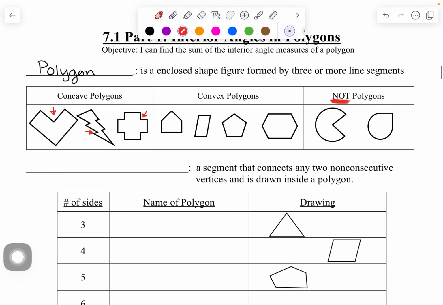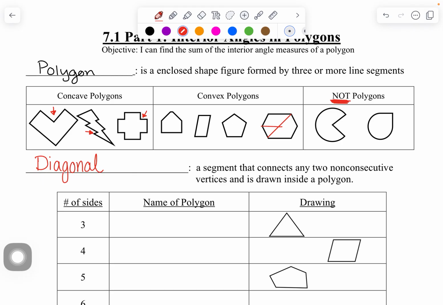Now, when it comes to our polygons, one of the important things that we talk about with them is what's known as a diagonal. And you've probably heard me talk about diagonals. Diagonals are lines that connect two non-consecutive vertices, and they're drawn inside the polygon. Essentially, if I look at, say, this hexagon that's on the far right side of convex polygons, diagonals do this.